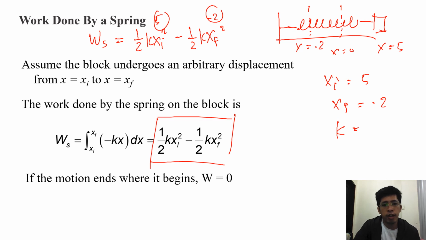If the motion ends where it begins, your work done is equal to 0. If, let's say, for example, you find for the work from here at x equals 5, and then at a later time, you want to find for the work done going back here, okay? So whenever your motion ends where it begins, your work done is equal to 0. Because here, you have your work done for here, plus the work done to here. So it just subtracts your work that you do on your system.